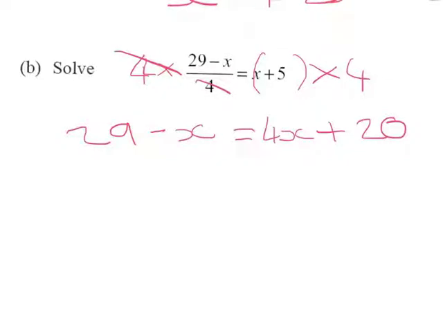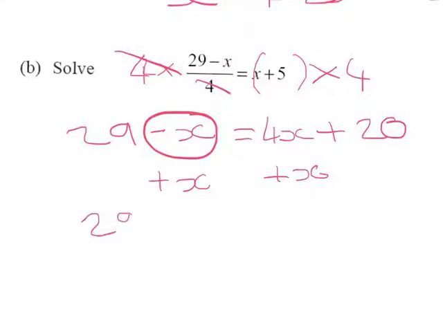We need to make sure all the x has gone to one side. The lower value of x is over here, so we're going to deal with that first of all. We're going to add that, because it's negative at the moment, add 1x. We're going to add 1x over here as well. Okay, so the 29 is untouched. That equals 5x, because 4x plus 1x is 5x, and then 20 is untouched as well.